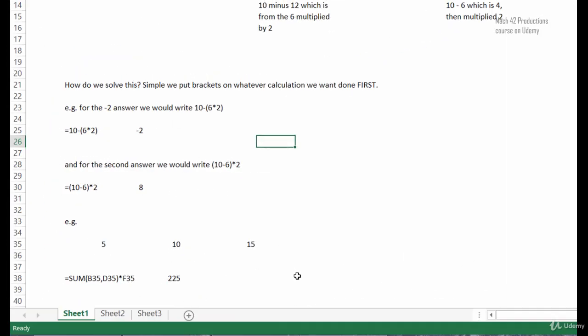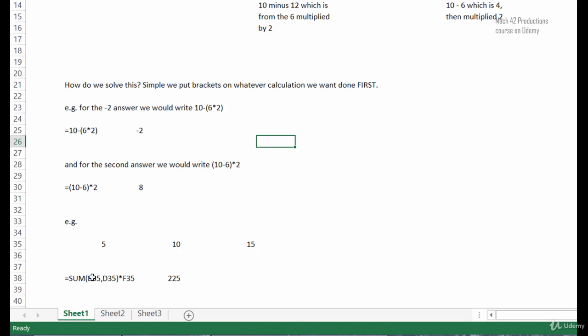So to give another example where we're mixing a formula along with a standalone cell value, this is the sum function, and it's basically summing these two values first and then multiplying the result of these two values by the value in this cell here. So we would write equals sum brackets B35, comma D35, close brackets, the multiplication symbol, and then F35.